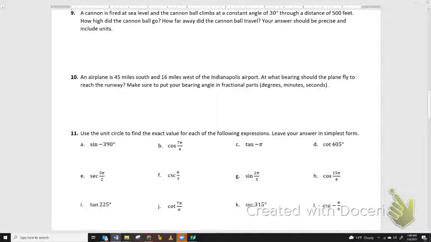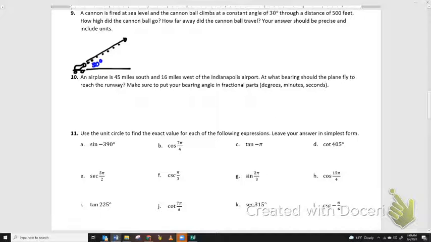A cannon is fired at sea level and the cannonball climbs at a constant angle of 30 degrees through a distance of 500 feet. All right, so here's my really bad cannon. And it fires this cannonball. What's the angle that they gave us? 30 degrees.